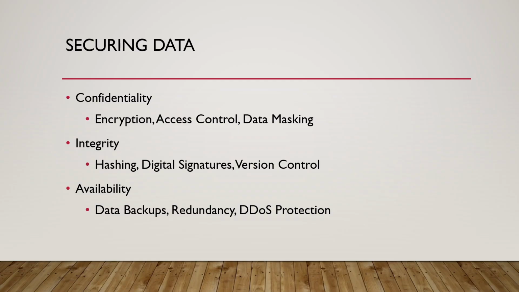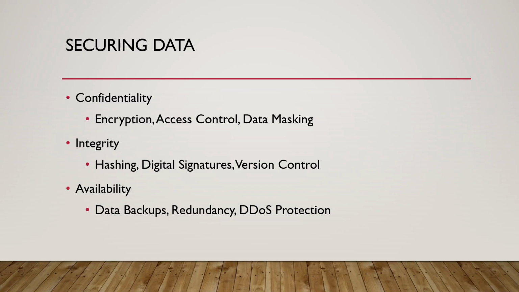So how do we do this? Well, we can use hashing, which is a way to make sure that no data has been altered. We can use digital signatures to make sure that all communications are not tampered with and that all senders and receivers can be verified. We can use version control, where we can track the changes and even revert if necessary, or even identify when unauthorized modifications have been done.